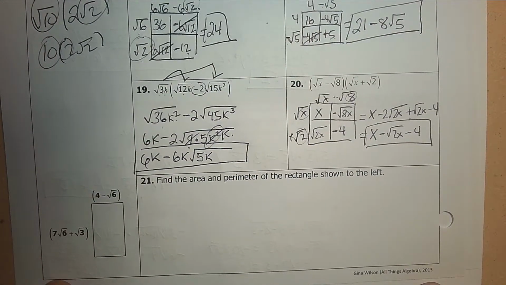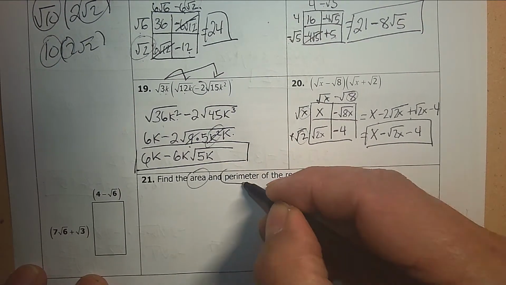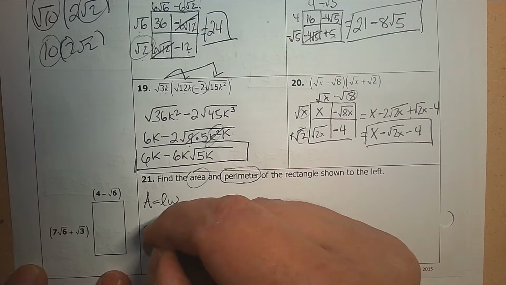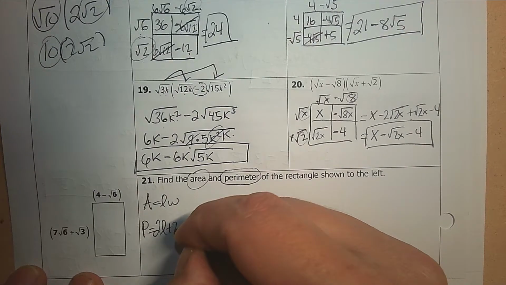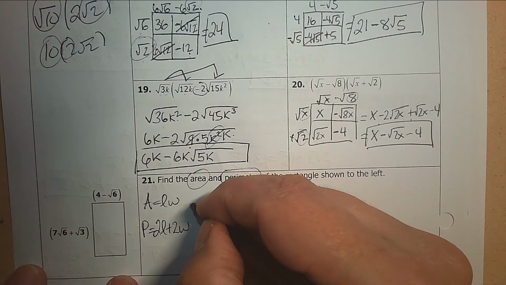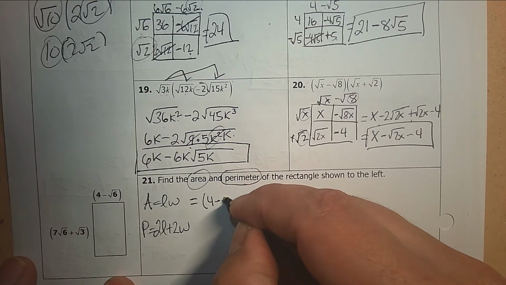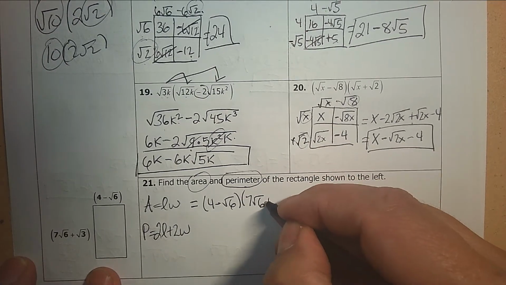All right, last one for the lesson. A little geometry reminder. Find the area and perimeter of a rectangle. So reminder, area is length times width. What's perimeter of a rectangle? Twice the length plus twice the width. So for the area, what am I going to multiply together? 4 minus root x and 7 root 6 plus root 3.